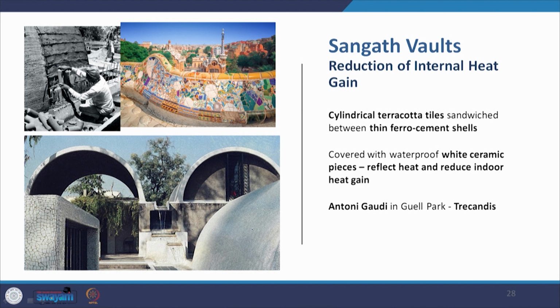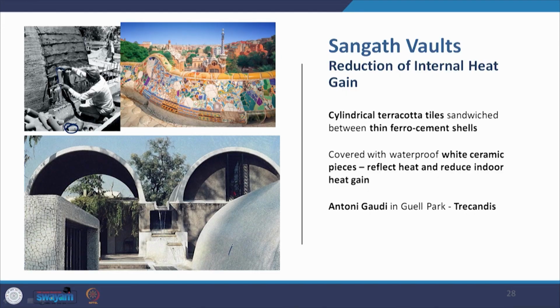Now if you watch very carefully this picture, this barrel vault that is being created, in the barrel vault there is one layer beneath. Over this, these terracotta elements are being placed, cylindrical terracotta tiles are being sandwiched between these thin ferrocement shells. Then after the ferrocement shells have been laid, they are covered with white ceramic broken tile pieces, as you can see here. They reflect the heat and thus reduce indoor heat gain.